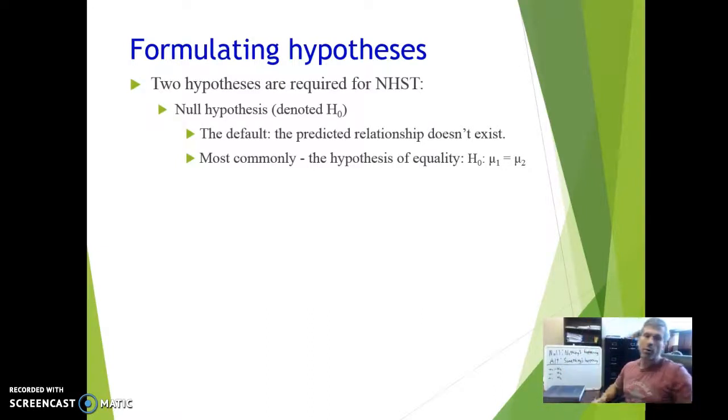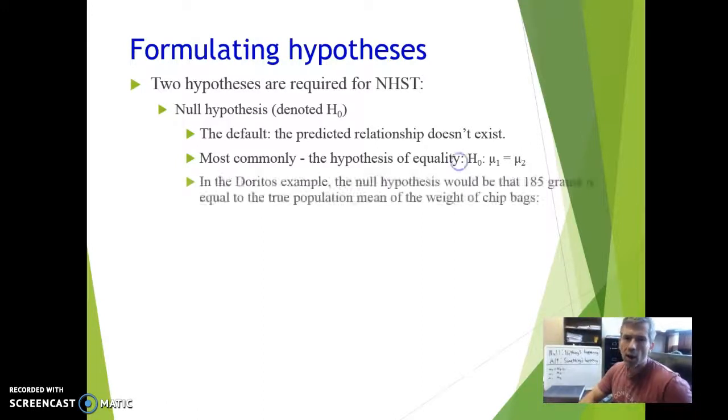All right, that's up to mediocre. Mu1 equals mu2. There's no difference between the populations. And again, if you manipulated an IV, that means the IV didn't change DV scores at all. So this is the most common form of null hypothesis. In our Doritos example, the null hypothesis is that the actual population mean weighs exactly what they say that it does, 185 grams. And notice we can put in the real number here for what we called mu2 over there, the mean of population 2. So the real average weight of Doritos bags is exactly what they claim it is.